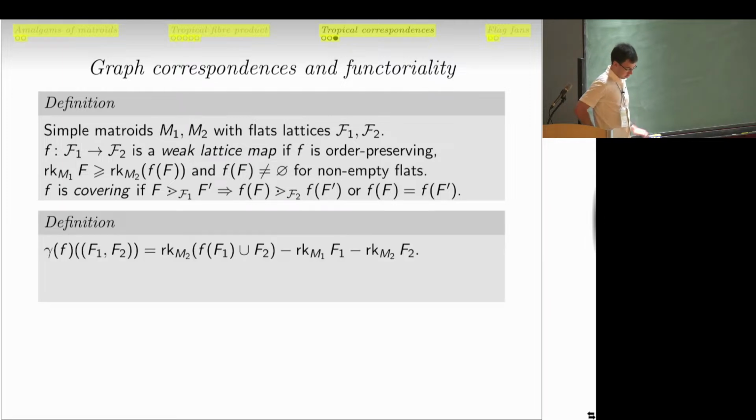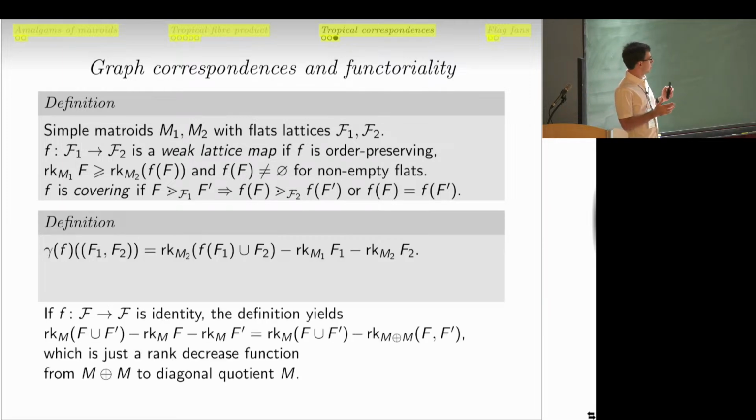And so now, please stay with me. This is a function which looks scary, but we have already seen it. This is a function attributed to the weak map. When this is just an identity, we have the rank decrease function of the diagonal quotient, and we've already seen what this is. So the first summand should be thought of as the final rank. Of course, it's not going to be an actual rank of the matroid, but after what we have seen, we don't care so much. And the minus terms are the initial rank. So it's, in some sense, a rank decrease function, though it's not an actual rank satisfying the rank axioms.